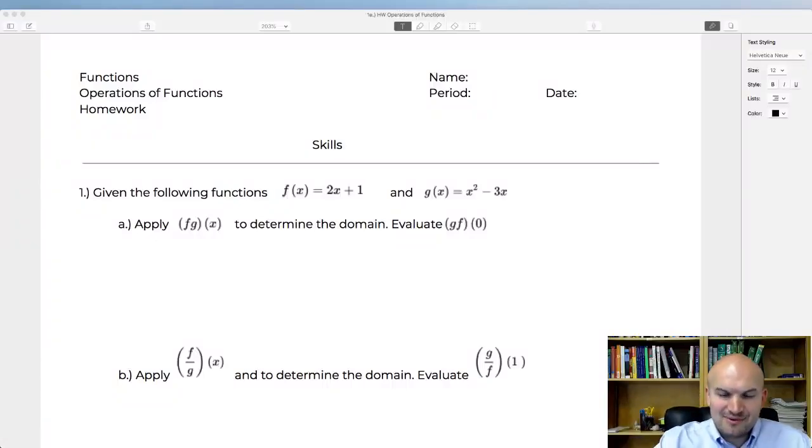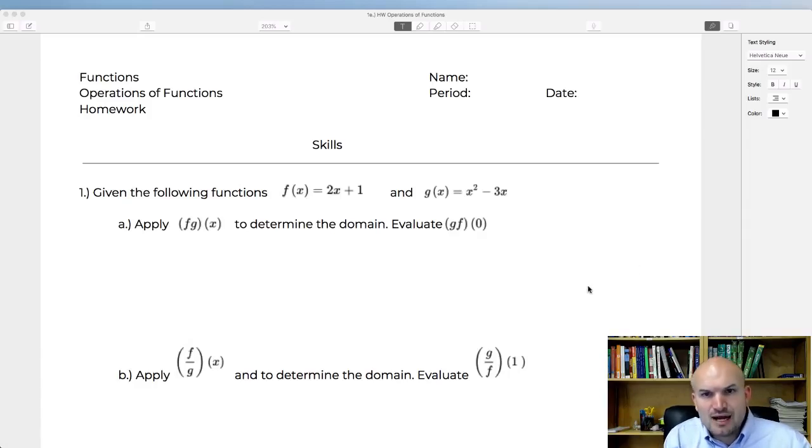Okay, so what I'd like to do is get into the operations of functions. So I'm going to knock out another homework assignment. I've been out of the classroom for the last couple of days, so after this, I'm actually going to get into inverses of functions. If that's something you're interested in as well, I'll break up the two streams.